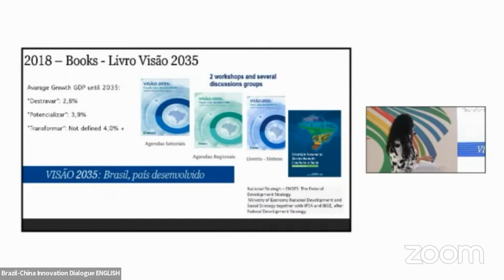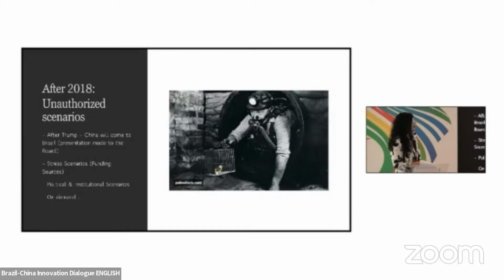But we had a number of publications also talking about sectoral agendas and regional agendas. And we had experience with the national government on a national strategy. Everybody says Brazil doesn't have a national strategy. We had a document with IPEA and IBGE, and the idea was Brazil, a country that is developed. That was 2018, the single publication related to this.